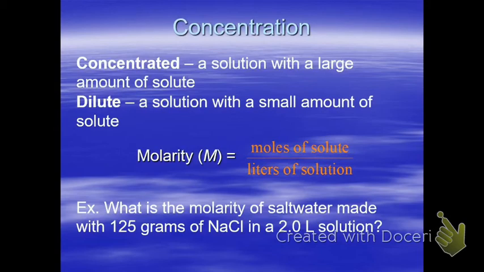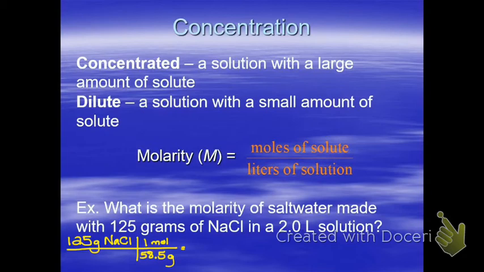So if you look at just this simple example problem, it says, what is the molarity of salt water made with 125 grams of sodium chloride in a 2-liter solution? Well, the first thing I know I've got to do is turn these grams of solute into moles. The molar mass of sodium chloride off the periodic table is 58.5, I think. Let's get a number for that. 125 divided by 58.5.